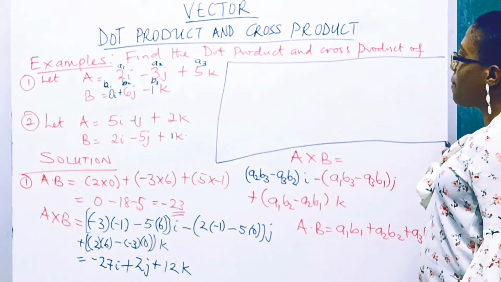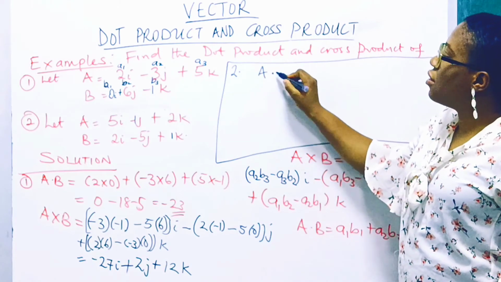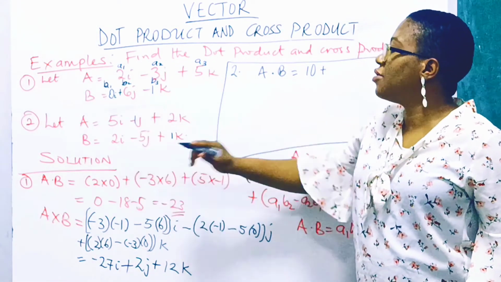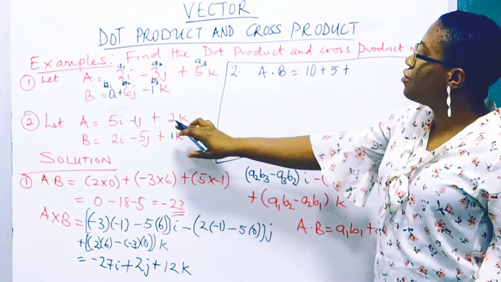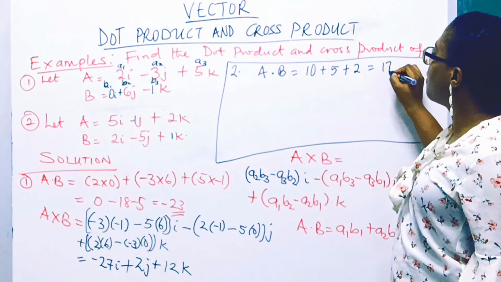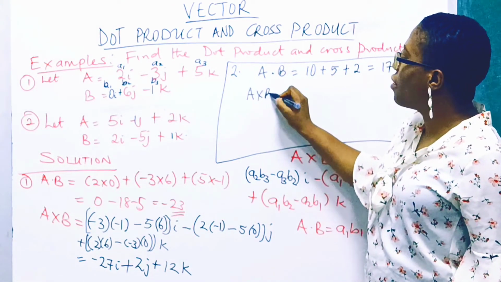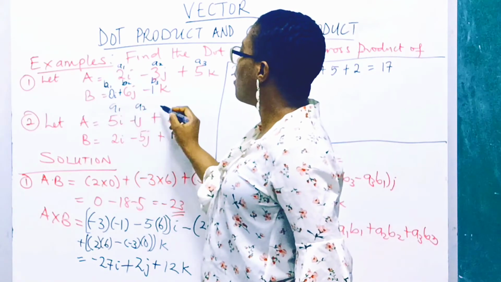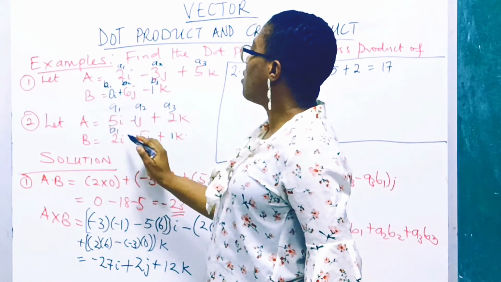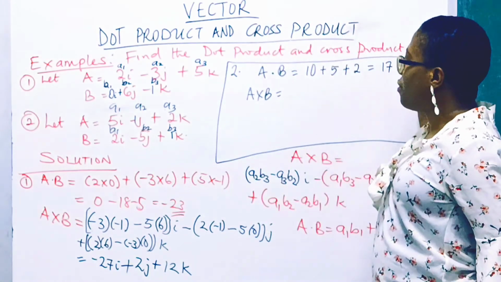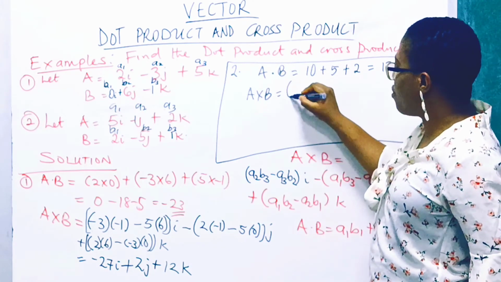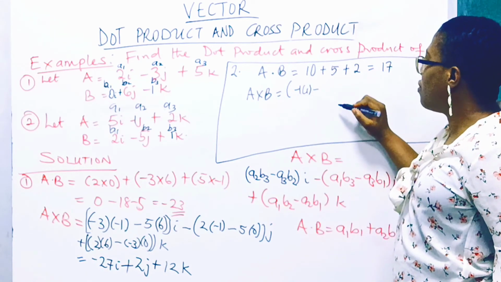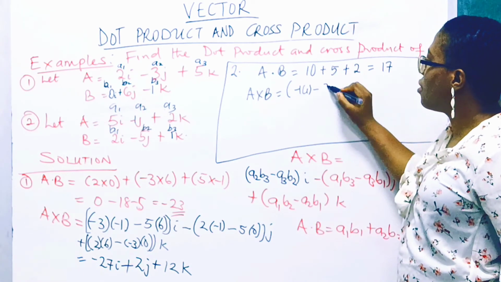That's the second one. For number 2, A dot B is equal to 5 times 2, 10, plus minus 1 times minus 5, 5, plus 2 times 1, 2, this is 17. For the second part, A cross B, we have A2, B3, what does that give me? Minus 1. A1, A2, A3, B1, B2, B3. So, A2, just tell me what is this. A2, minus 1, B3. Okay. Minus A2, A3, B2. 2 times minus 5.